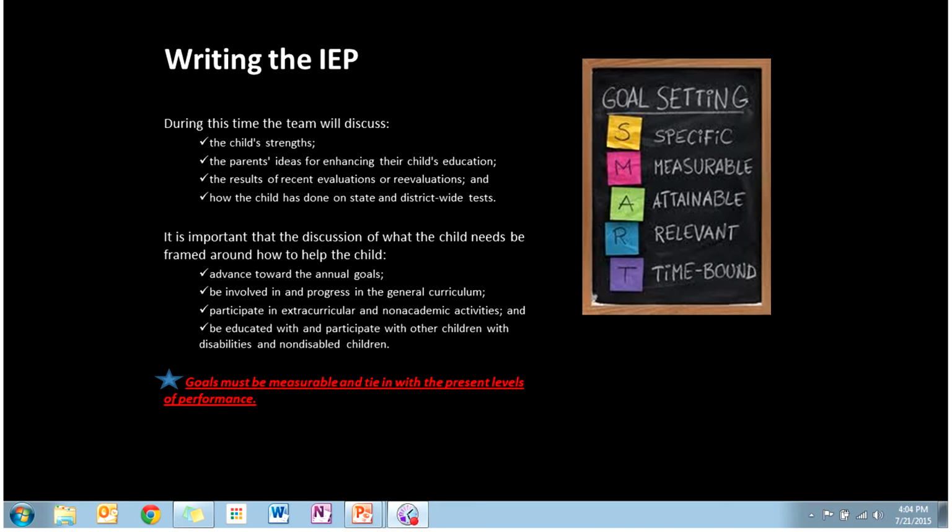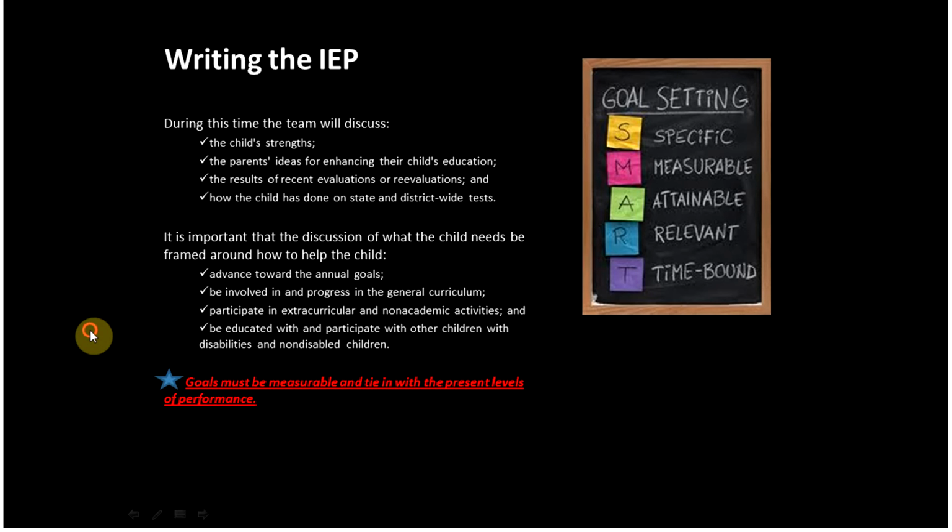So the next part is writing the IEP. I always like to look at this with the goal setting idea of SMART. We want the goals to be specific, measurable, attainable, relevant, and time-bound. If you use this formula, you're going to be sure to produce really well-written goals that will help the student achieve. During this time, you're going to talk about what the student is good at, you're going to talk about what they need, and we're going to look at the different types of information that we've gathered from the evaluations, from testing, from the parents for ideas of what they need.